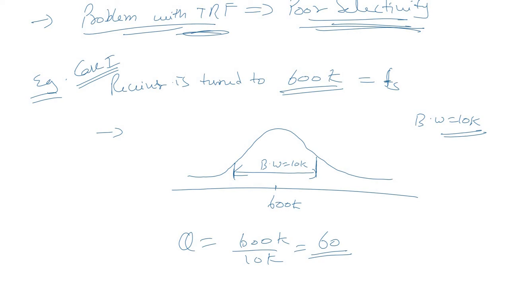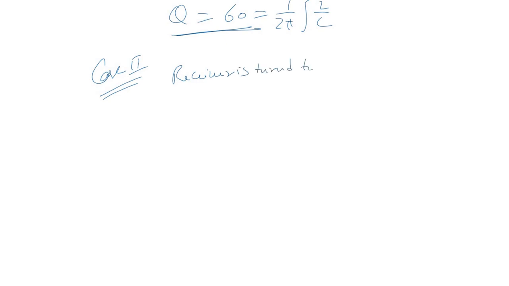Now in case 1 we had to tune the receiver to 600 kilohertz frequency and the bandwidth given is 10 kilohertz, right? Now let's take case 2. The quality factor achieved is 60 in this case, remember. Now let us assume the receiver is tuned to 1000 kilohertz frequency. So this is your resonant frequency or the central frequency, and the bandwidth again required is, let's say, 10K.